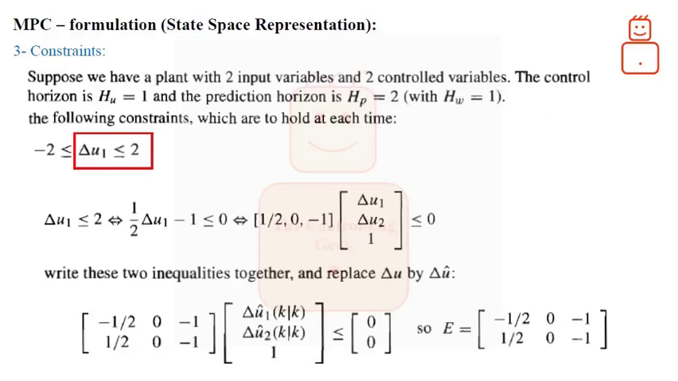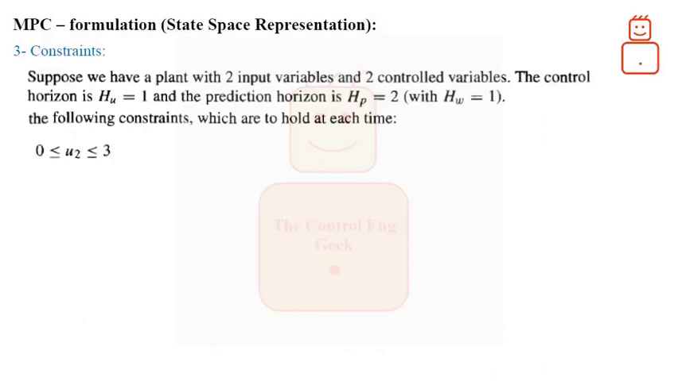Note that, as the control horizon H sub U is 1, we have only constraints along K equal to 1. For the second constraint, which is on U2 range, you can exactly follow the steps we have used with the first constraint, and thus you can obtain the F matrix. The final set of constraints is on the controlled output, which are given as.